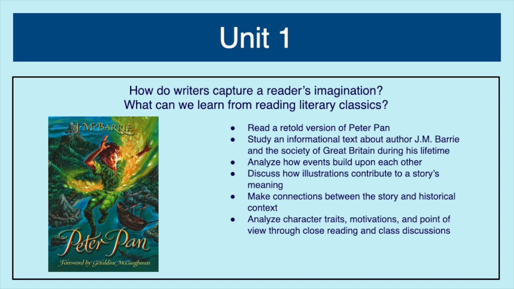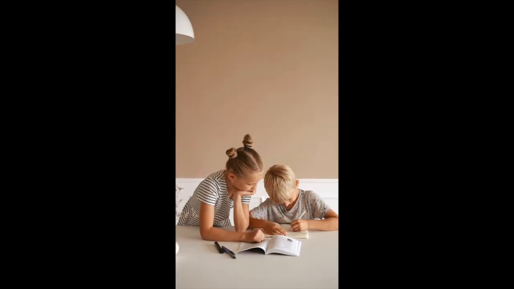For the mid-unit assessment, students read a new chapter and answer comprehension questions. In the second half, they analyze character traits, motivations, and points of view through close reading, independent study, and discussion. For the end-of-unit assessment, students read another chapter, answer questions, and complete a table analyzing character traits and motivations.